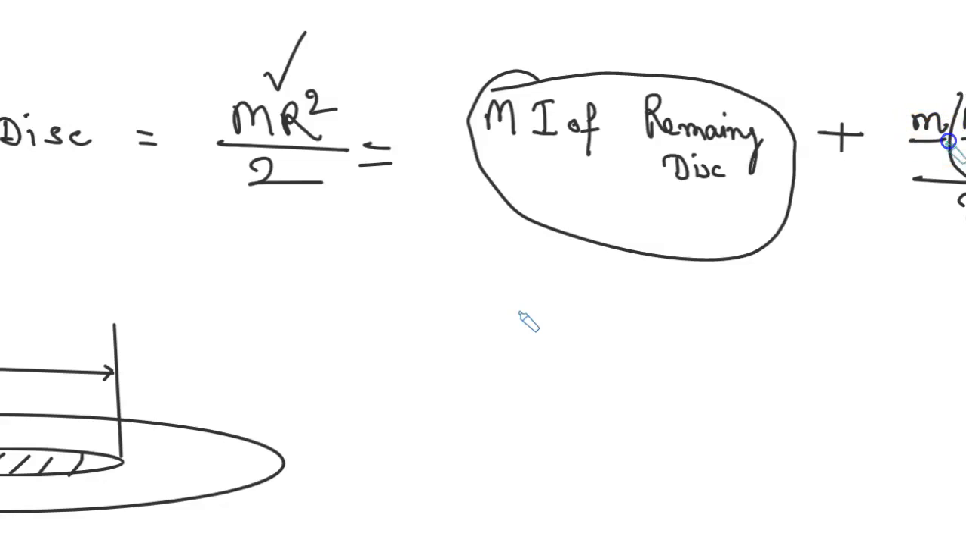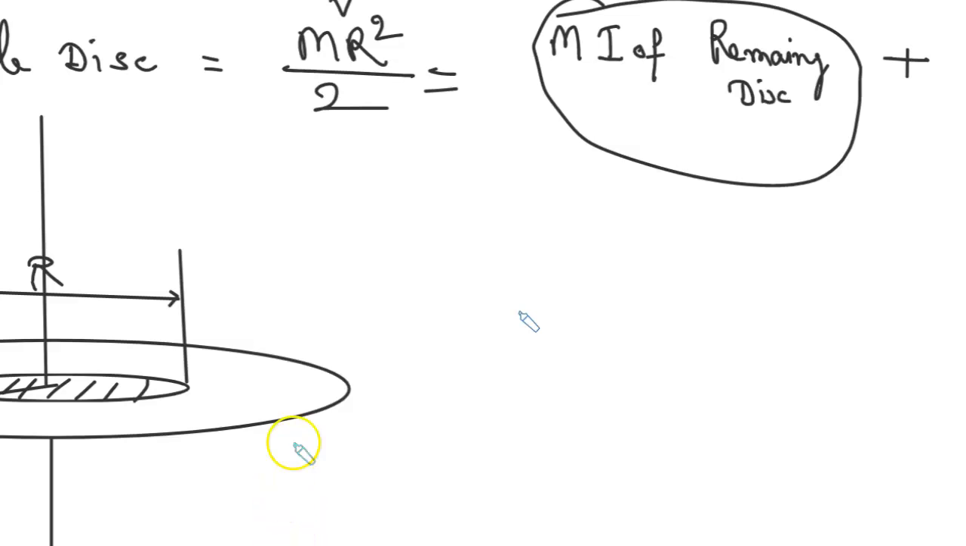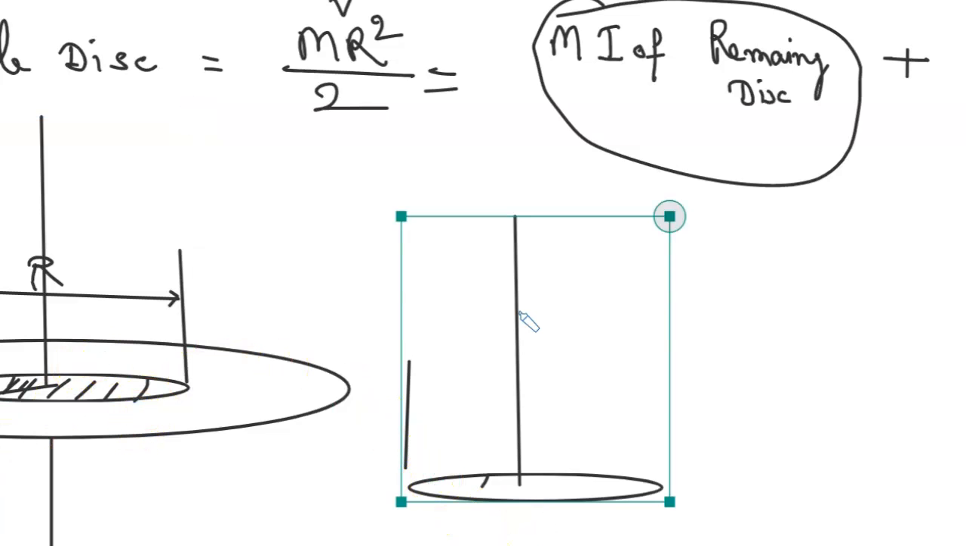First, the mass of the cut part you don't know. Can you calculate the mass of the cut part? I already taught you how to calculate mass. Tell me how you will calculate the mass of this center portion which is cut and taken out. I just need to take the whole mass minus the remaining mass. You are on the line.